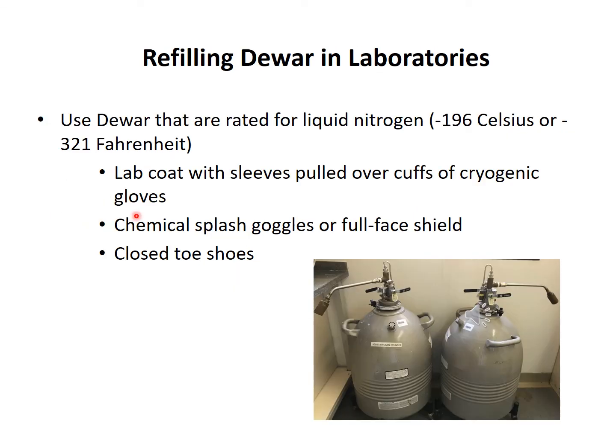These are the Dewars. A Dewar is a special container for liquid nitrogen, a very special one. The liquid nitrogen temperature is extremely low, minus 196 Celsius. So we cannot use normal containers to store this liquid nitrogen.